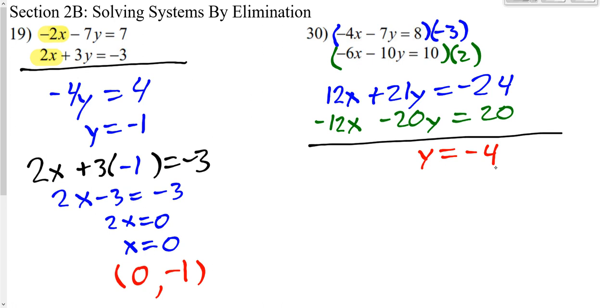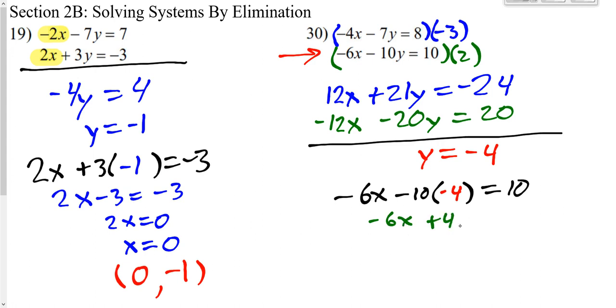So now I can plug in my minus 4 into any one of the original equations to find x. I'm going to go ahead and, for no particular reason, choose this one here. So it's a minus 6x minus 10 times my y is equal to 10, and I'm plugging in my y, which I just figured out. And so then when I do that, I get a minus 6x plus 40 is equal to 10. Subtract 40 from both sides, so I get a minus 30.